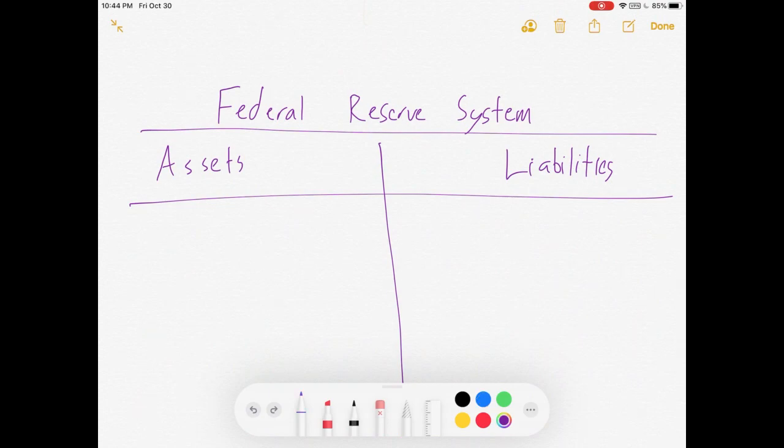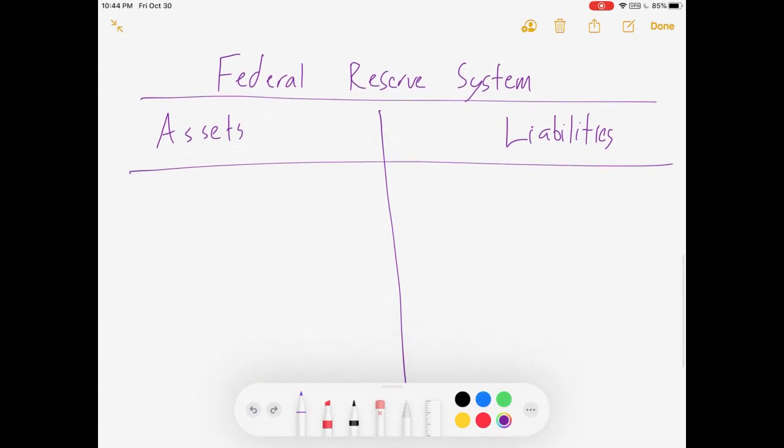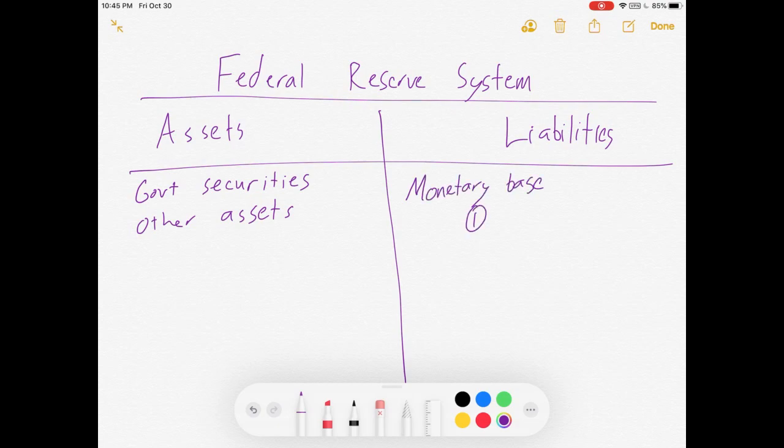Now let's look at the Federal Reserve System, because this one's another interesting one. For the Federal Reserve, their assets, they have government securities, which, they buy up a lot of government debt, for instance, and they can buy other assets. For instance, during quantitative easing after the Great Recession, they purchased a lot of those mortgage-backed securities we talked about. So they can buy all kinds of stuff. What about their liabilities? Their liabilities are the monetary base. Now, what is the monetary base?